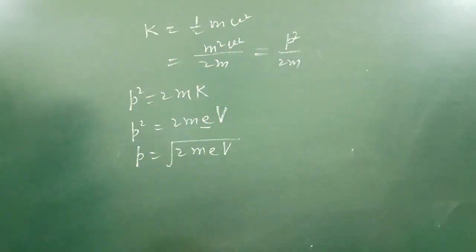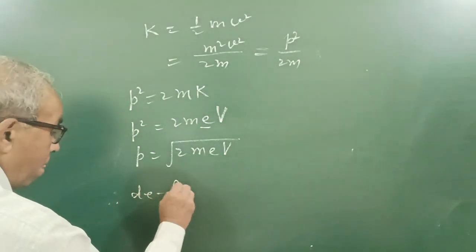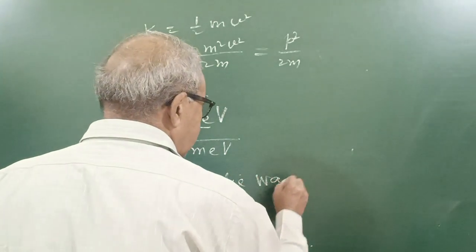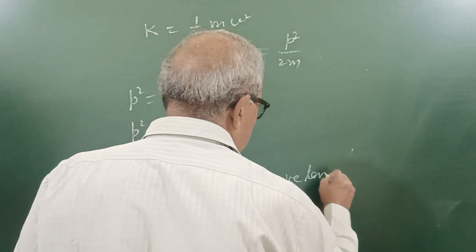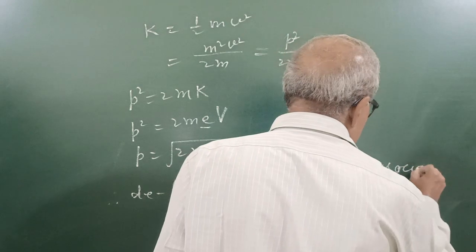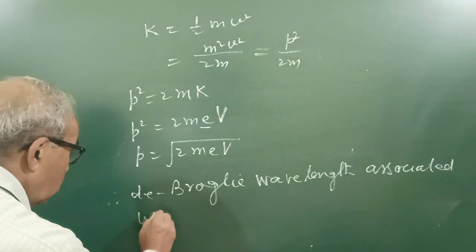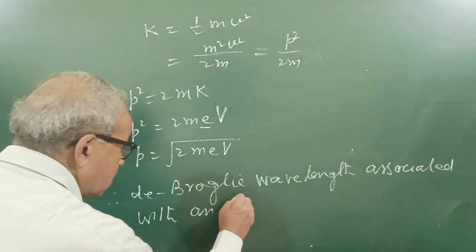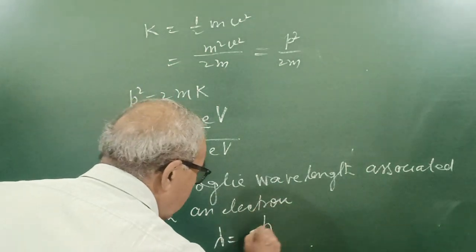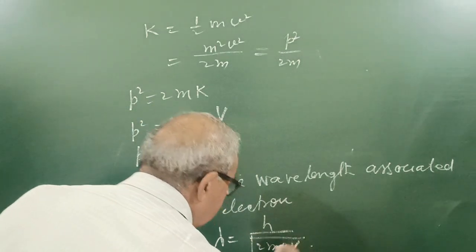This relation is very important because questions are asked in every exam on this, and hence the de Broglie wavelength associated with an electron, lambda is equal to h upon p, is h upon under root 2meV.